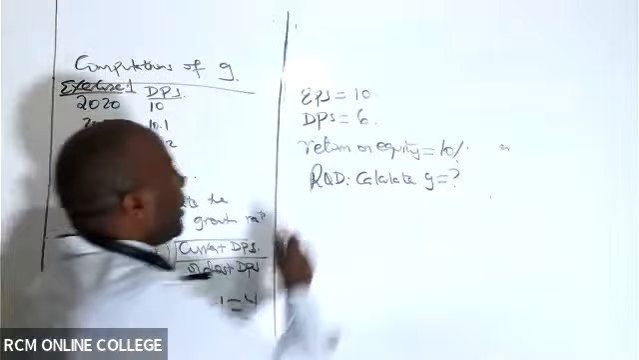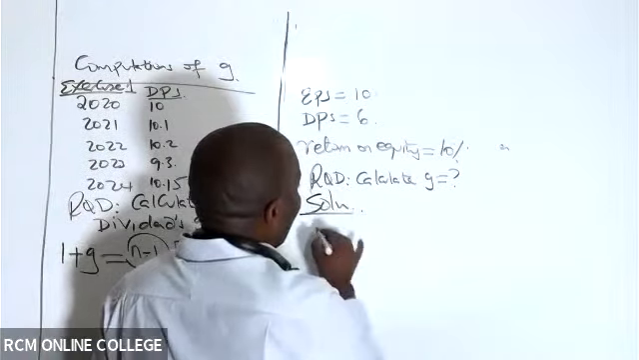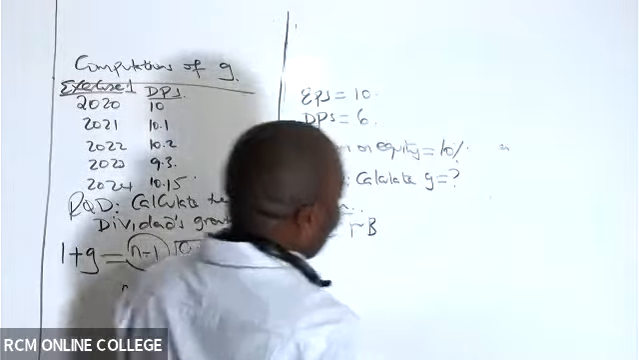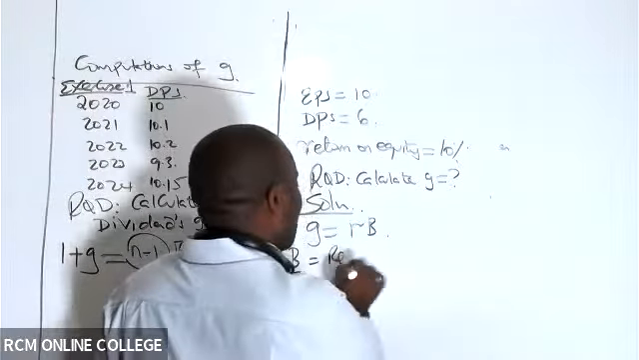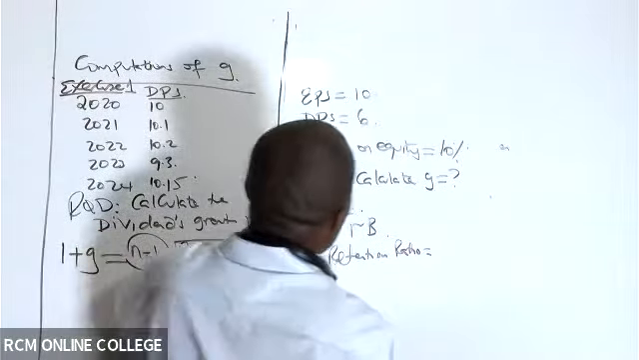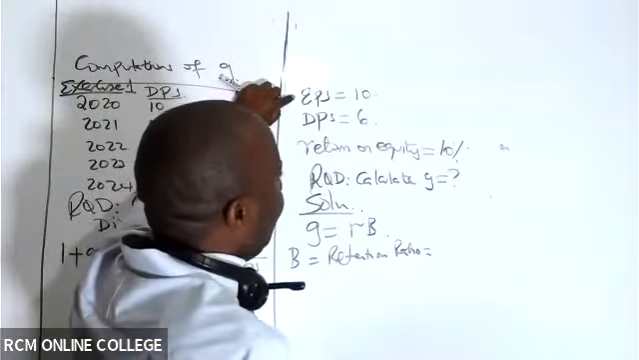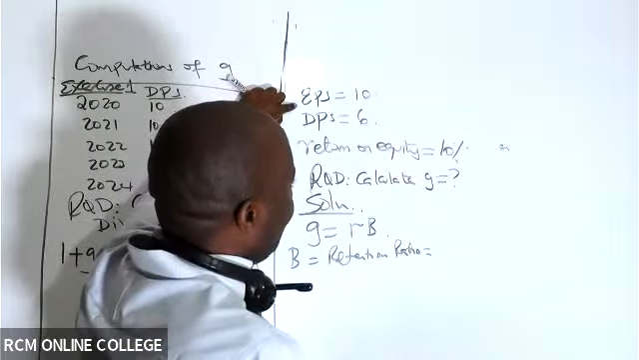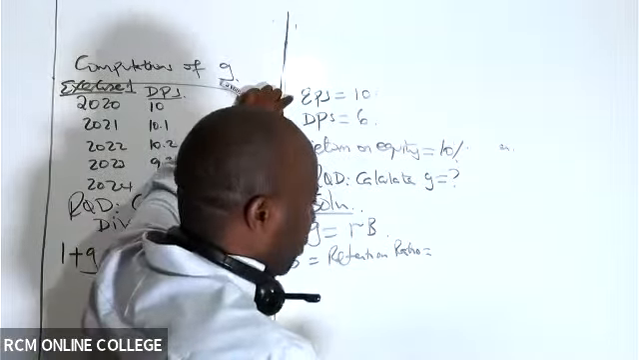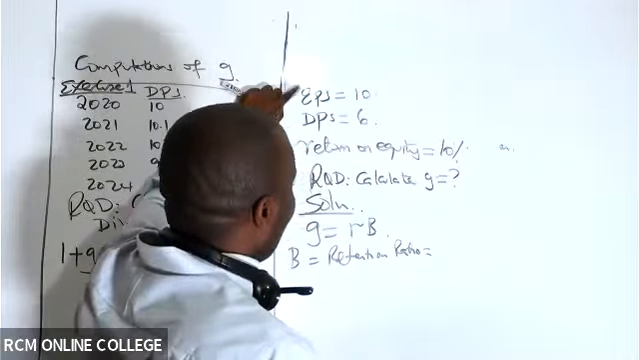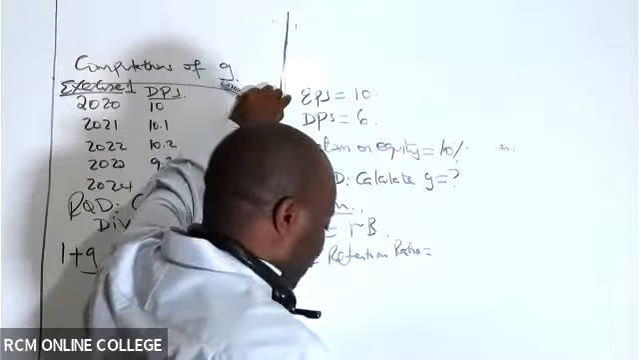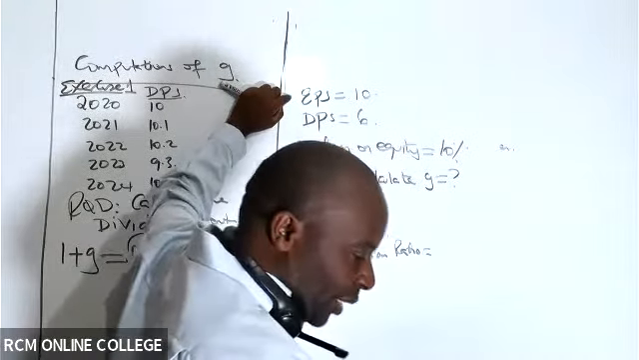So in my solution, my G will be equal to R times B. This B is the retention ratio. How do I get my retention ratio? We earned 10. And I paid how much? Yes, 6. Retention is the same as savings. What we retain is what we save. So the company was earning 10 bob per share. They paid out 6. So the savings is 4.